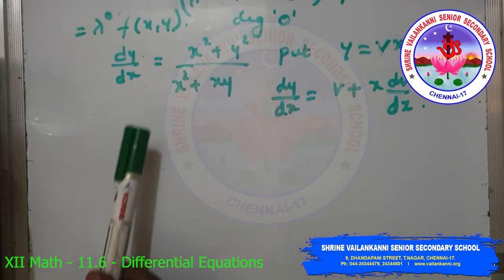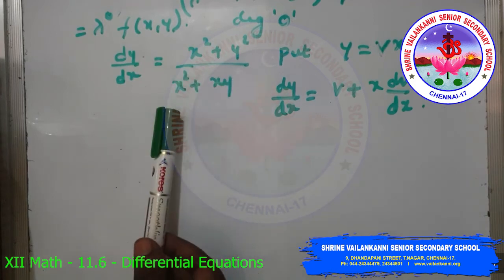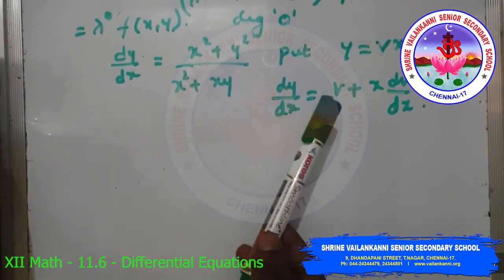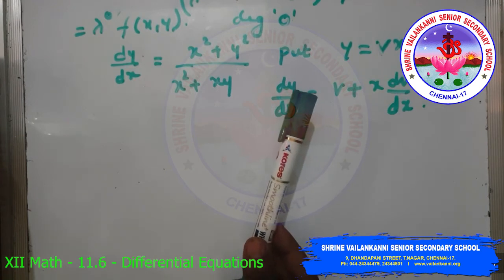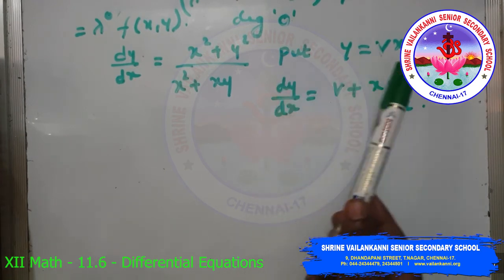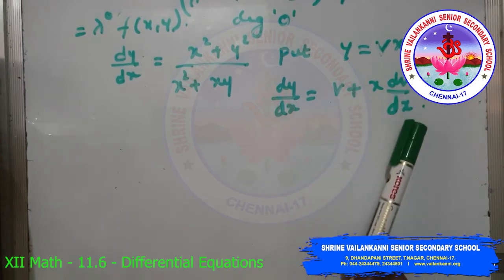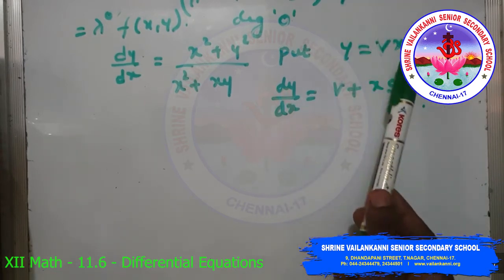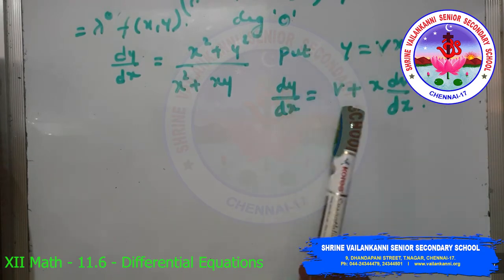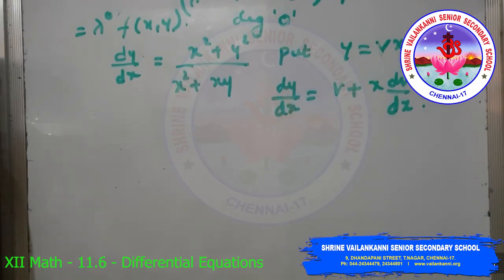So dy/dx is (x² + y²) / (x² + xy). Now we have to solve the differential equation. So put y equal to vx. Differentiating this using the product rule, dy/dx is v + x dv/dx.